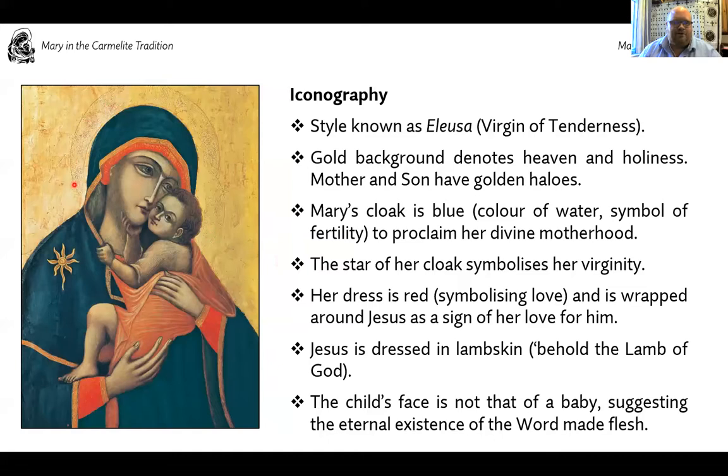The mother and son both have golden halos, just in case we were in any doubt that it's Christ and his mother. And Mary's cloak, you may notice, is a dark blue. And in iconography, blue is, of course, the colour of water, a symbol of fertility. And it reminds us that Mary has a divine motherhood. She is the mother of the Son of God.